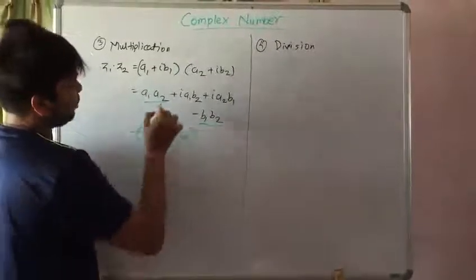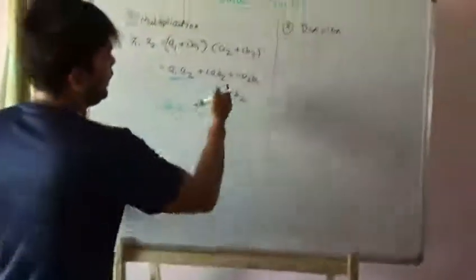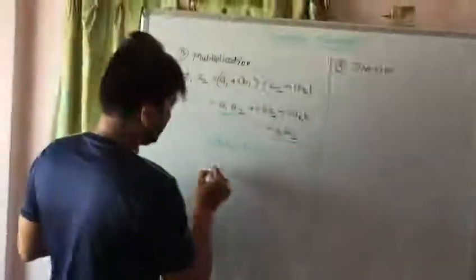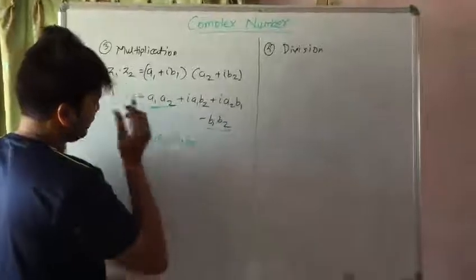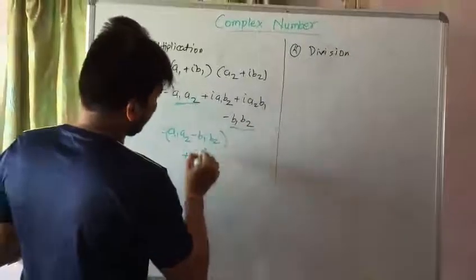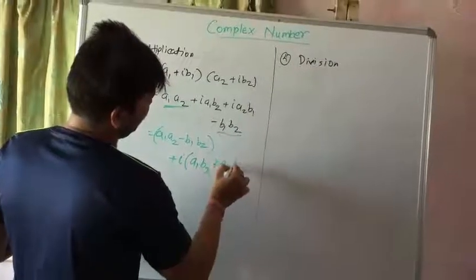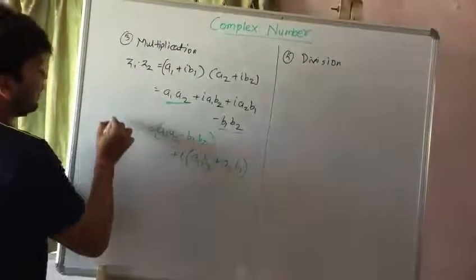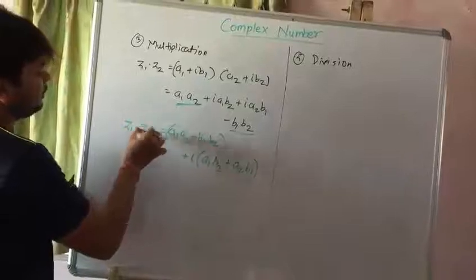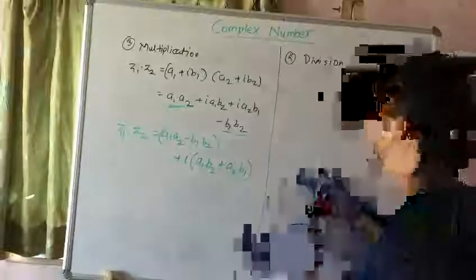This is the real part of the complex number, these two. Okay, and for the imaginary part I take i common, then it will be a1 b2 plus a2 b1. This is the multiplication of two complex numbers, right? So the next one is division of two complex numbers.